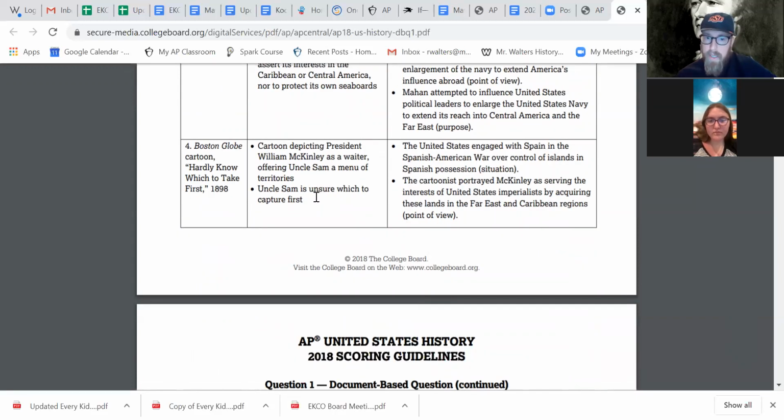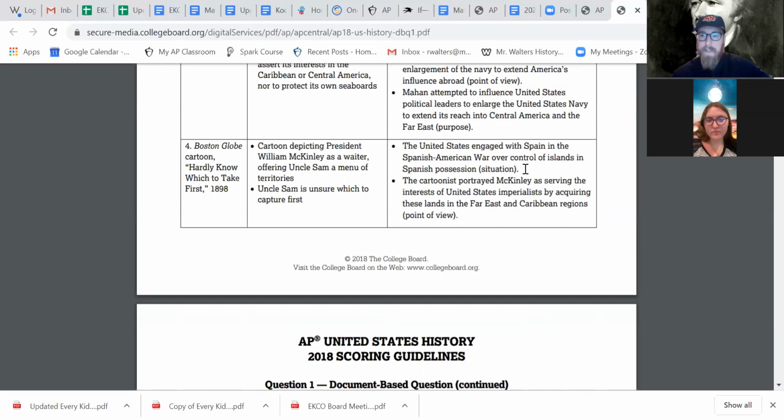So William McKinley is the waiter, and Uncle Sam is the guy looking at the menu there. Some good analysis, they said, would be the United States engaged with Spain in the Spanish-American War over control of islands in Spanish possession. That's historical context. You're explaining what's going on at this point. The Spanish-American War is.